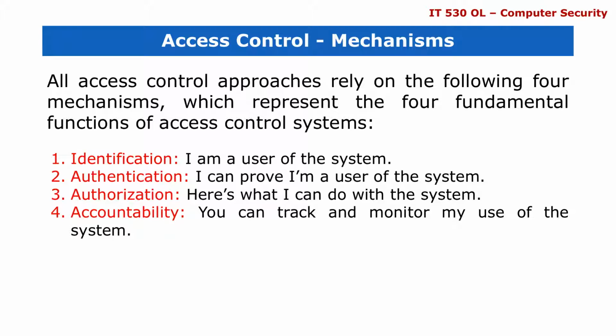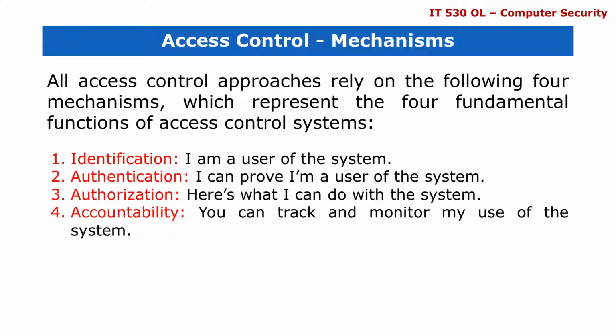Now we have certain mechanisms. Pretty much these are the mechanisms that access control relies on to identify, as well as authenticate, authorize, and account for access control systems. They are considered the four fundamental functions of every access control system. An abbreviation of this is just IAAA. These are identification, authentication, authorization, and accountability.